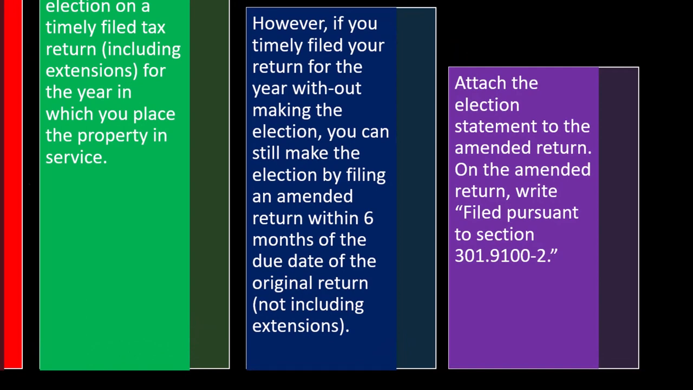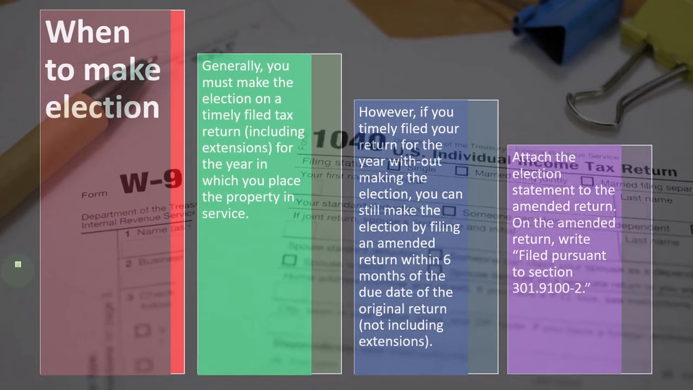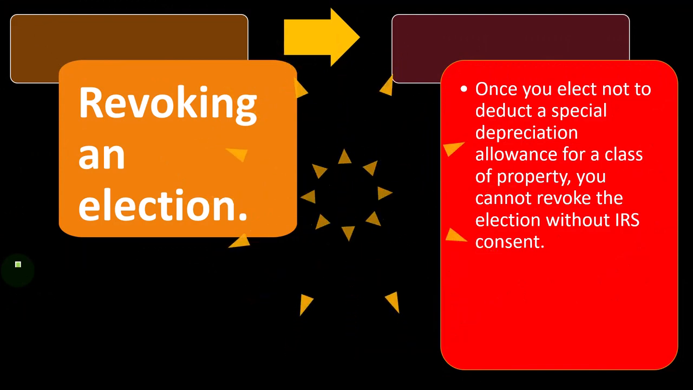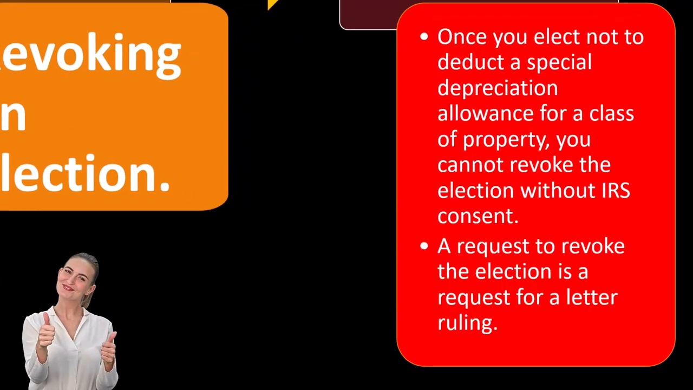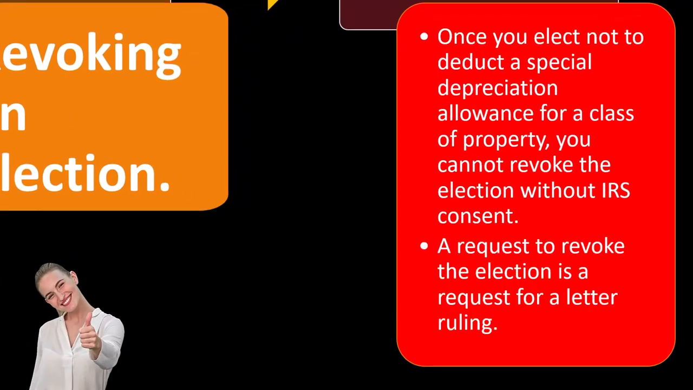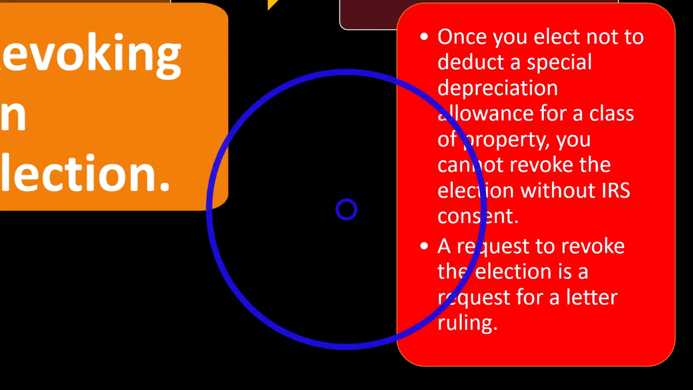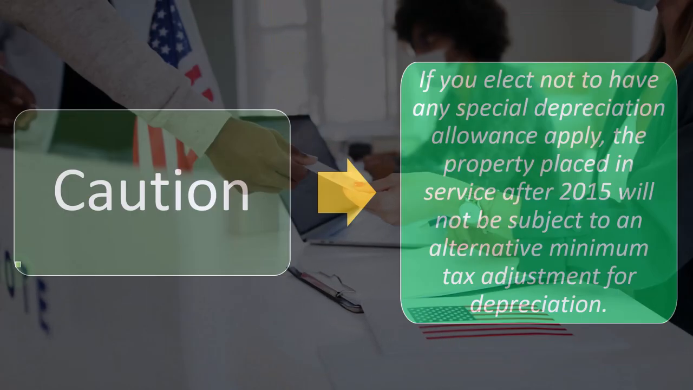On the amended return, write "filed pursuant to section 301.9100-2." Revoking an election. So now you want to change it. Once you elect not to deduct a special depreciation allowance for a class of property, you cannot revoke the election without IRS consent. So you want to make sure that you're sure about what you're doing in that case and not trying to flip-flop on it. A request to revoke the election is a request for a letter ruling.